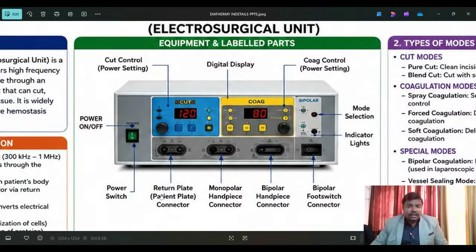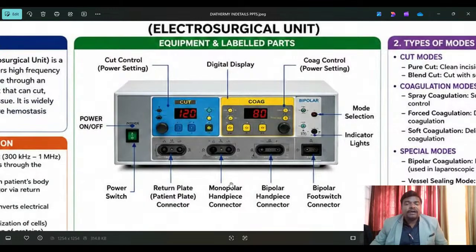And next, the return plate, patient plate connector. I'm showing an arrow mark. You have to see it and understand it, this is the basic point for everyone. If a new person also sees this live session, definitely you can understand. If you are zero also, you can become a hero when you know all things. Next, the monopolar handpiece. Here I'm showing the connectors.